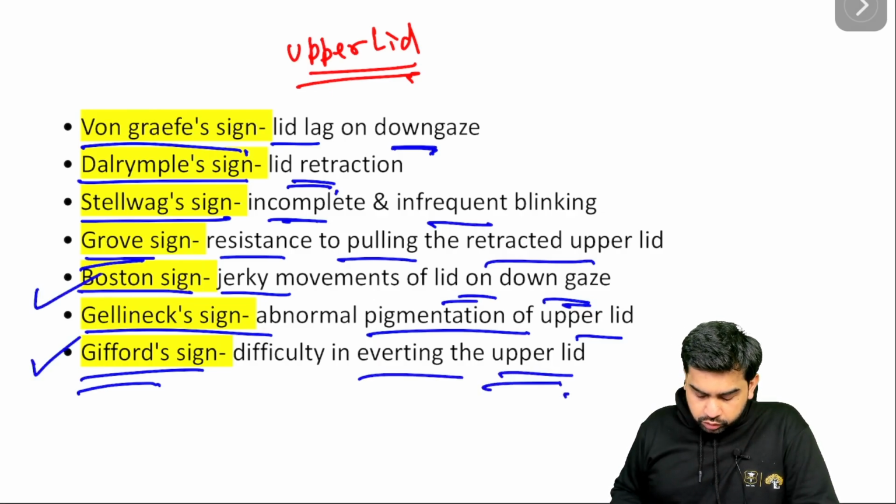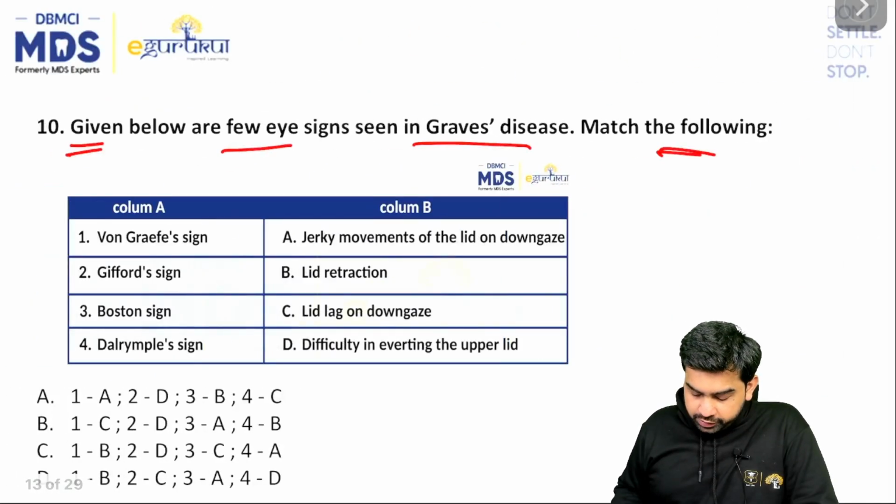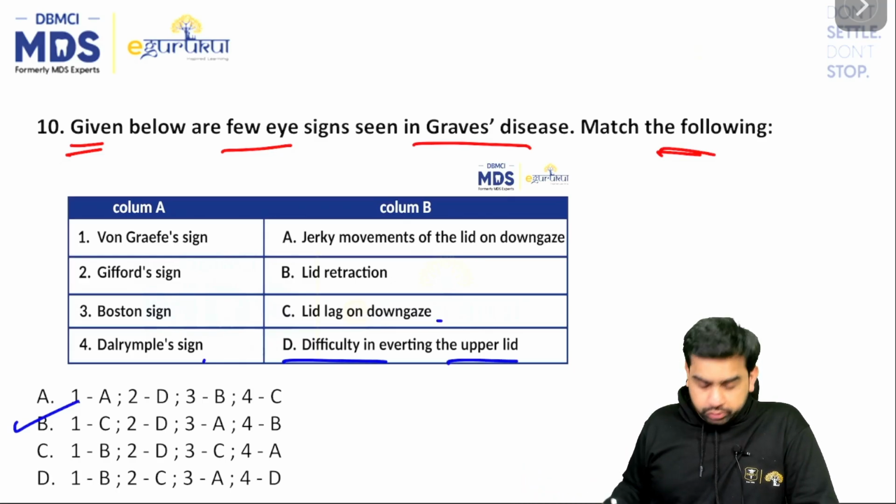Gifford was asked, Boston was asked, Dalrymple was asked, and Von Graefe's was asked. I hope you are able to understand this point. As you can see, Von Graefe's is the lid lag on down gaze, and Dalrymple is lid retraction. Gifford is difficulty in everting the upper lid, and I hope you got the drill. The answer over here is B. That's all you need to understand.